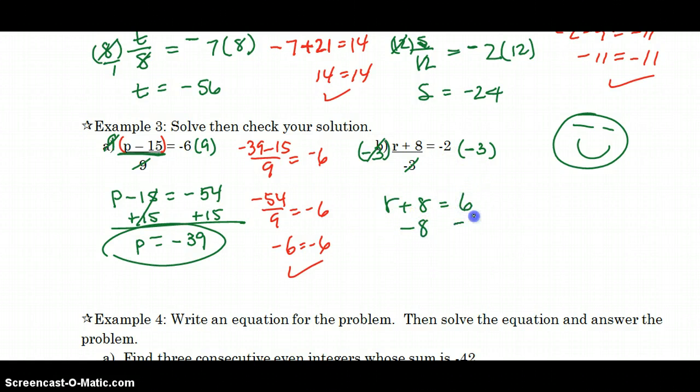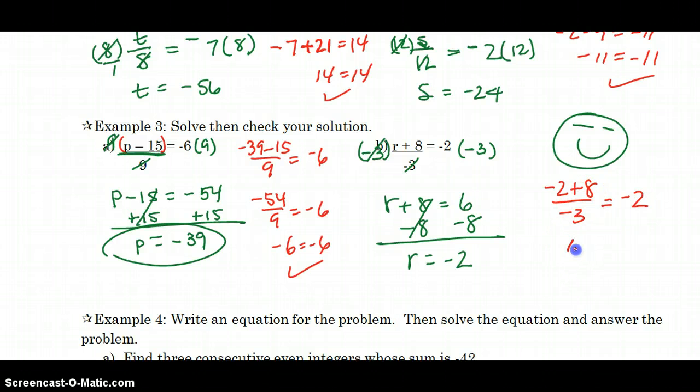I have to subtract 8. 8 is bigger than 6, and it's the negative. So I end up with a negative 2. Now let's check. Negative 2 plus 8 divided by negative 3, does that equal negative 2? That gives me a positive 6 divided by negative 3. So again, in multiplication and division, a positive and a negative does not make me happy. It leaves me with a negative.